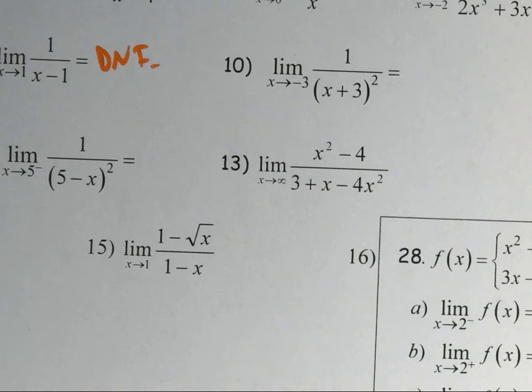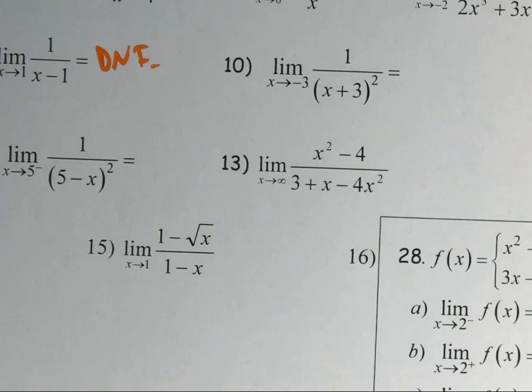Negative 1/4. What if it was bottom heavy? What would be your answer? 0. If it was top heavy, you would do what? Okay, if it was top heavy, as x goes to infinity, you could just plug in what number? 100 and see what value you get. If it was going to negative infinity, you would plug in and see what's going on. Does that make sense?